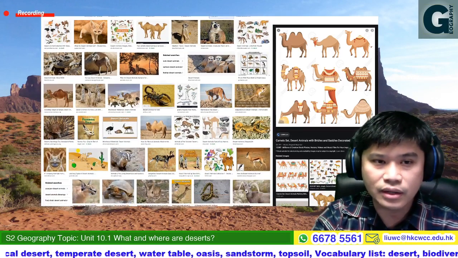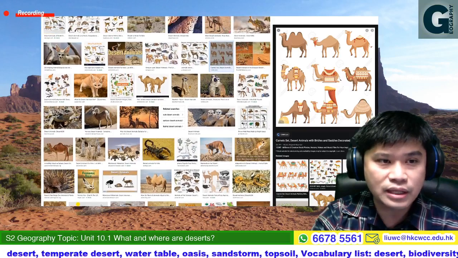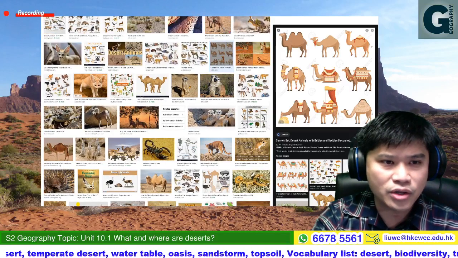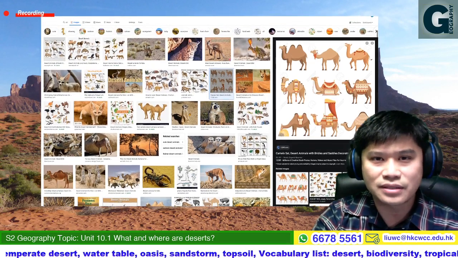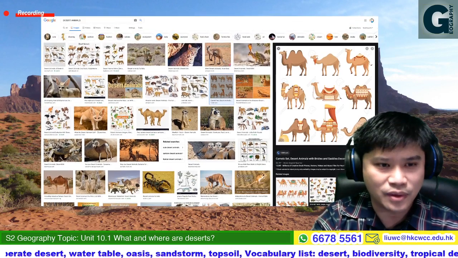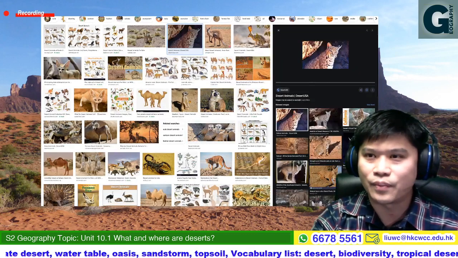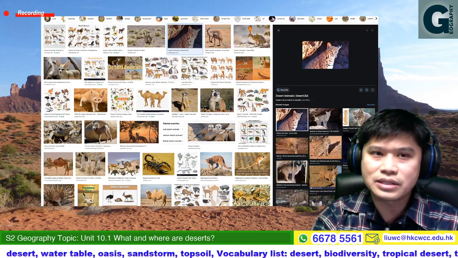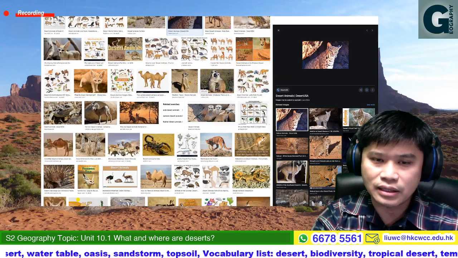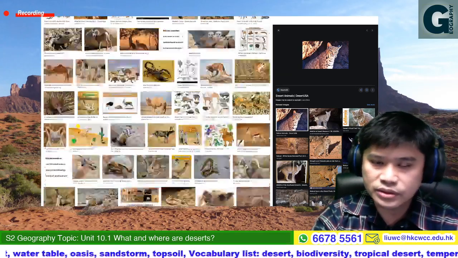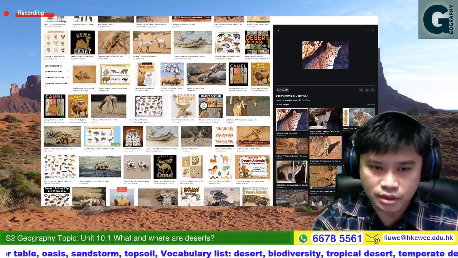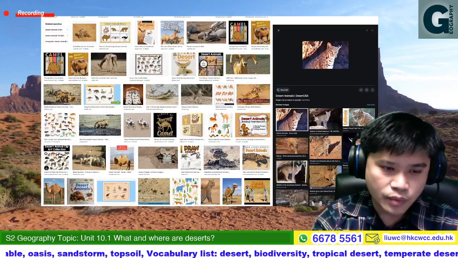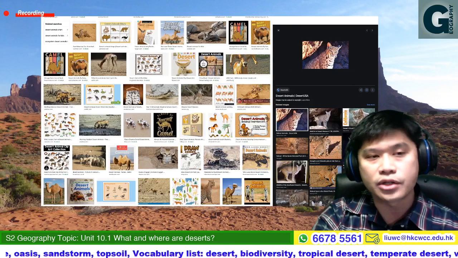Or here you can also see some mammals like this one. I'm not sure if this is a fox or a cat. This one may be a fox, and that one would be like a cat. These are also some typical desert animals in this region. Here that would be some extra information.